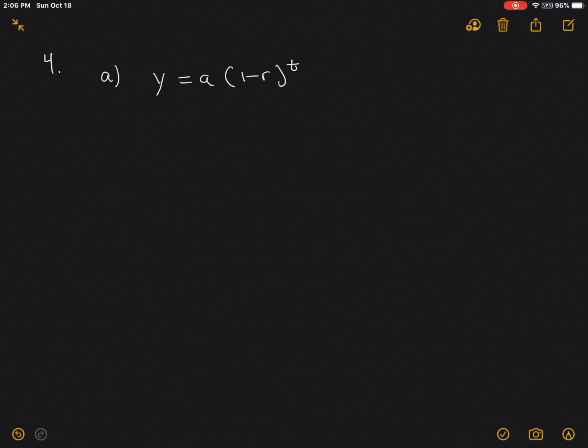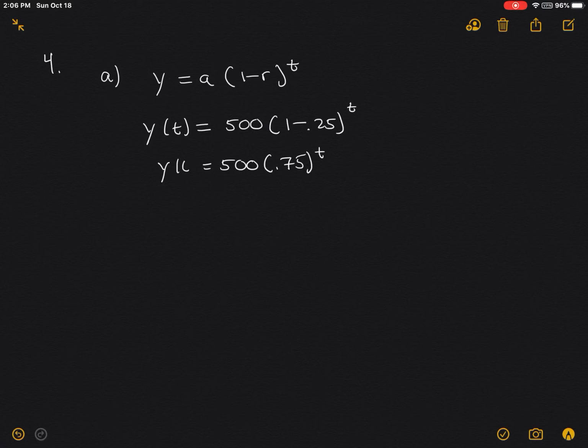Okay, so part A is just to write a model. So y as a function of time. The initial value of the bike is $500. The rate at which it's losing is 25%, so as a decimal, 0.25. Then you can simplify this. This is 500 times 0.75 raised to the t. So this is the model of the value of the bike after t years. Okay, so that's it for part A.